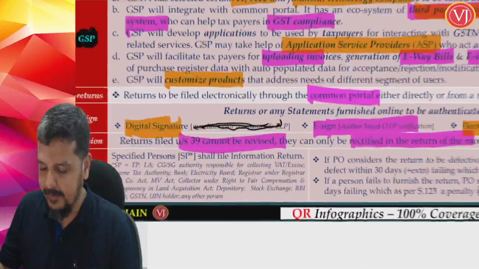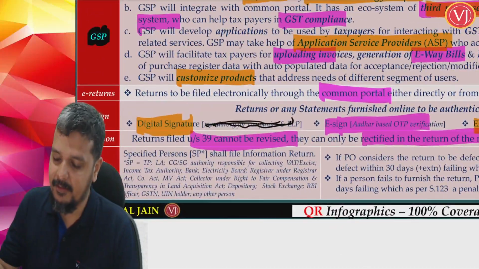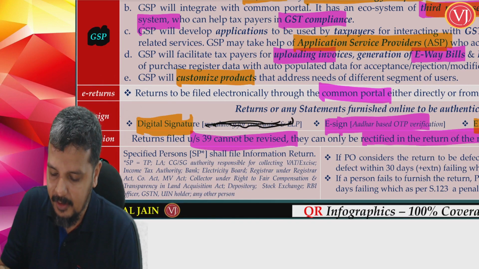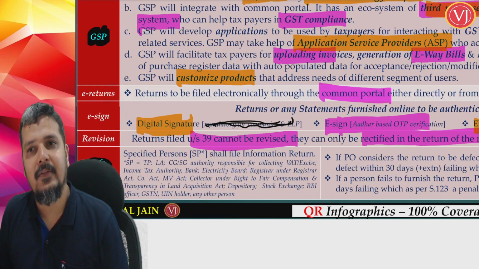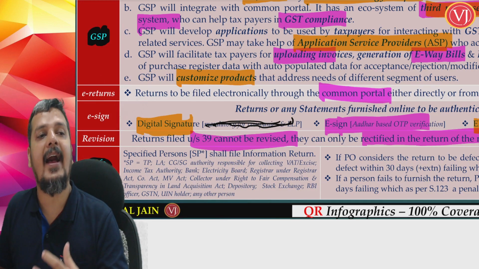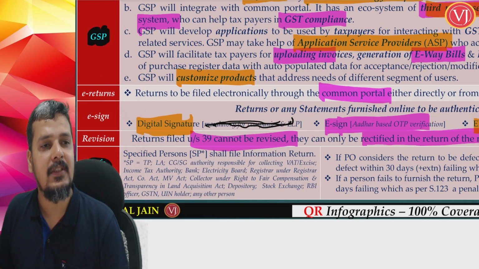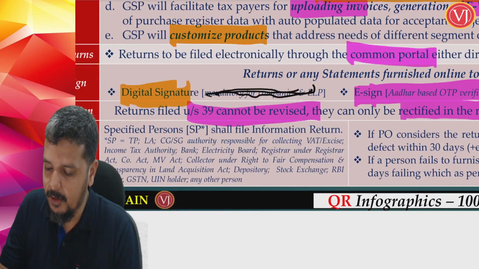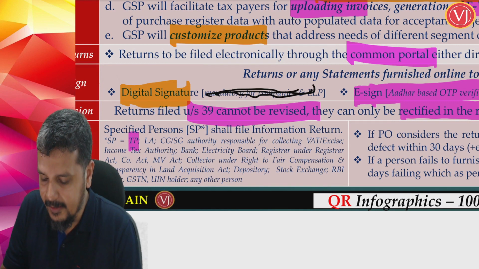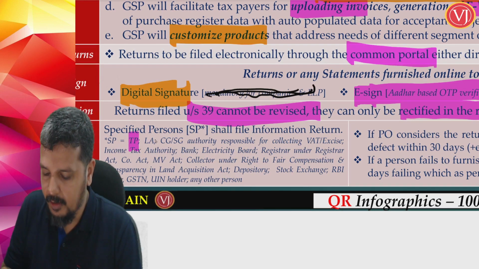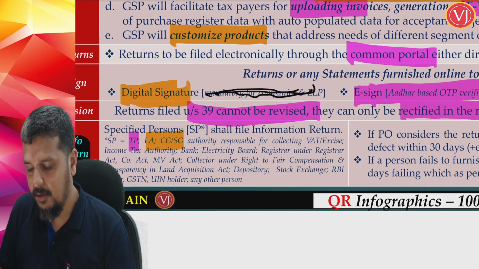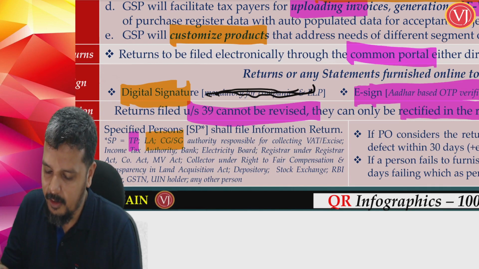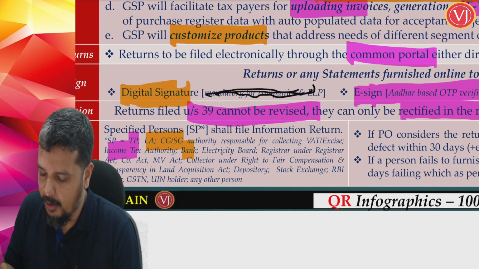Now, there is something called the information return. The last small aspect, which is information return, section 150. It is, I think, very similar to the annual information statement that you have in income tax. Now, what is this information return? Specified persons are required to file this information return, be it the central government, state government, local authority, or your income tax authority, or your bank, or your electricity board, or registrar.